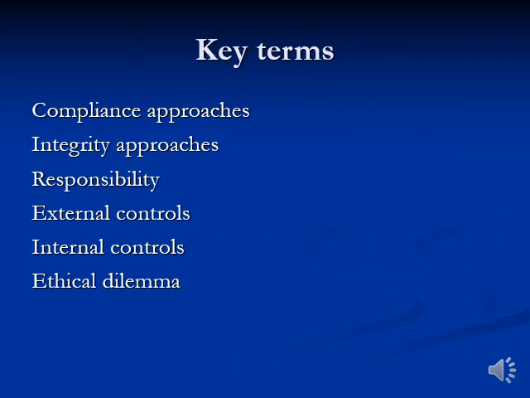As usual, let us start with some of the key terms. Number one is the compliance approaches, which was the subject of the previous chapter. So again, we define the compliance approaches as the use of external controls to control unethical behavior, for example, through the use of laws and regulations. Here, we tend to use controls that are external to the individual in order to prevent or avoid unethical behavior.